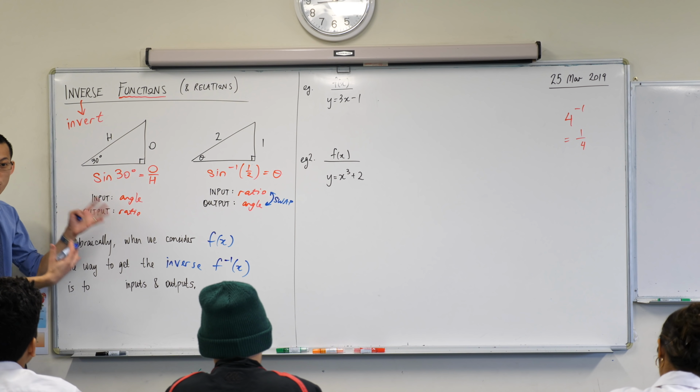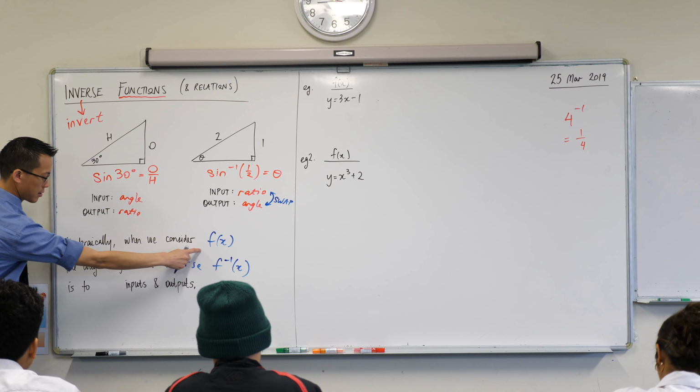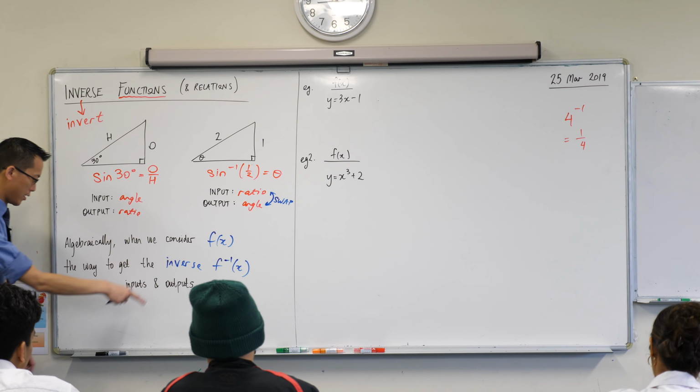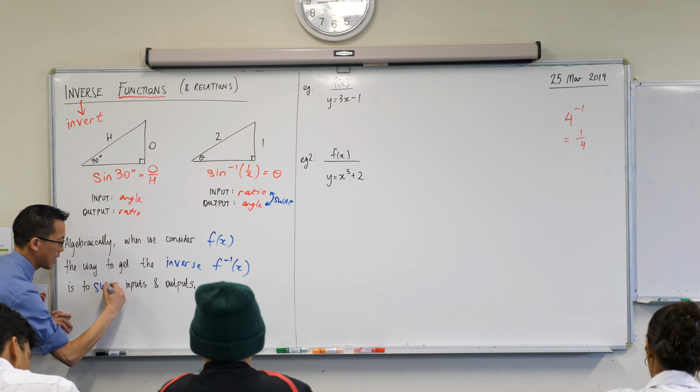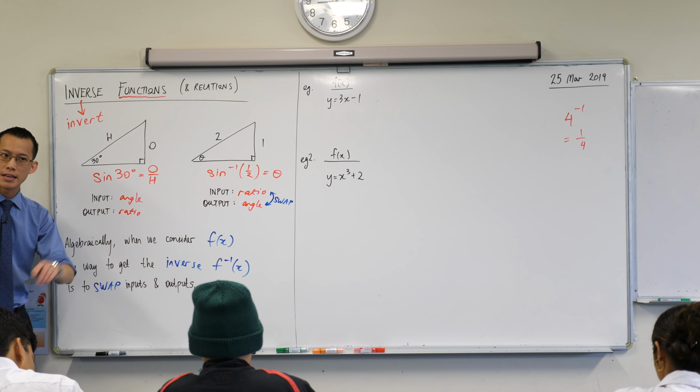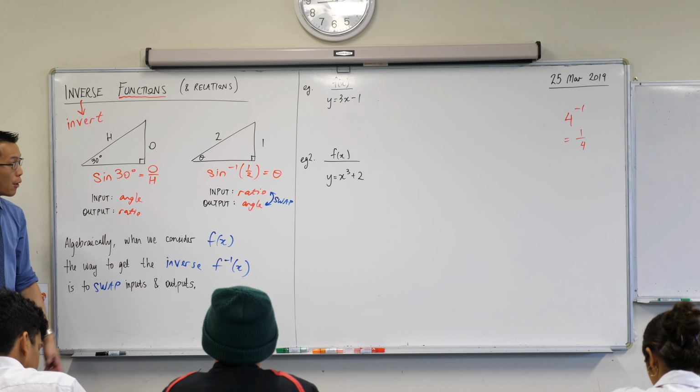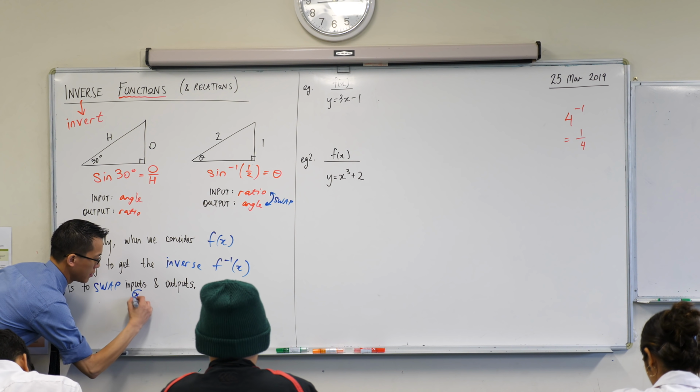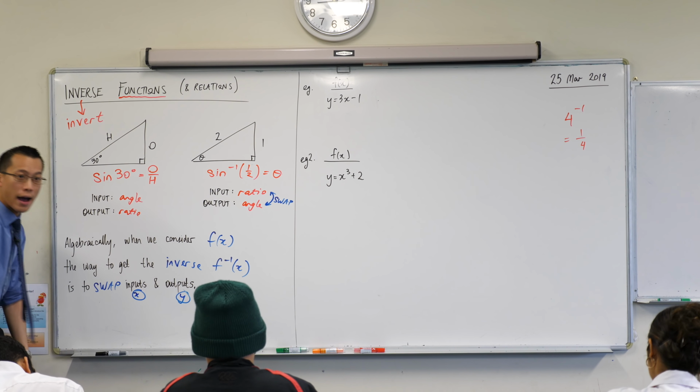So algebraically, what do we do? If you've got this, and you want to get to the inverse, then you swap. That's what we just established. You swap the inputs and outputs. Often the inputs are called x's and the outputs are called y's.